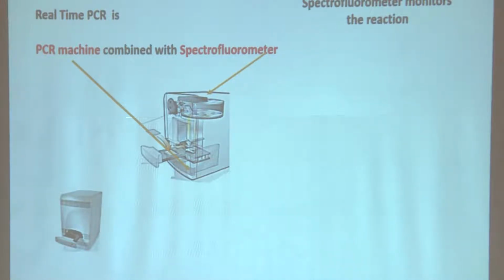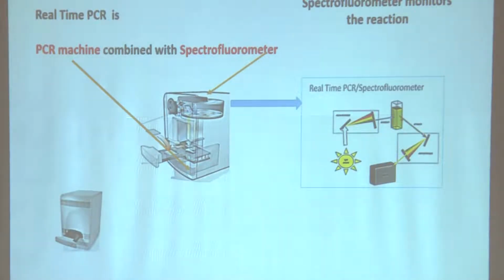Okay. It is something like you have a PCR reaction which is going on and somebody is monitoring it, sitting on top. Okay. So, it is a combination of a PCR machine plus spectrofluorometer. And of course, the typical fluorescent detection only is exploited here. There is an excitation, there is an emission wavelength, and that is captured by the spectrofluorometer.